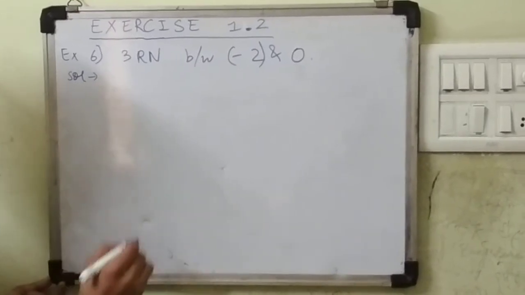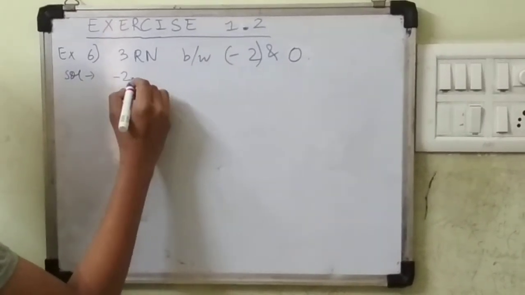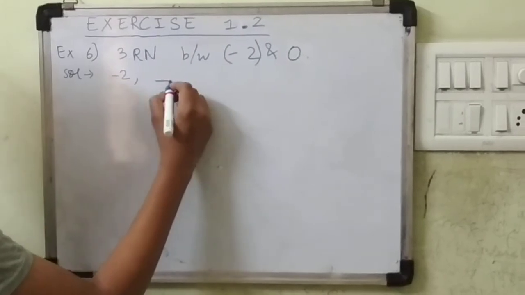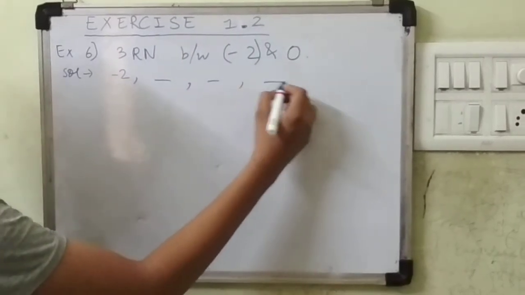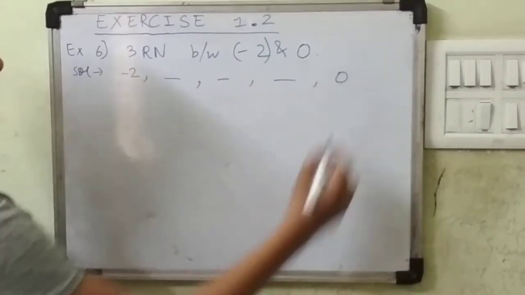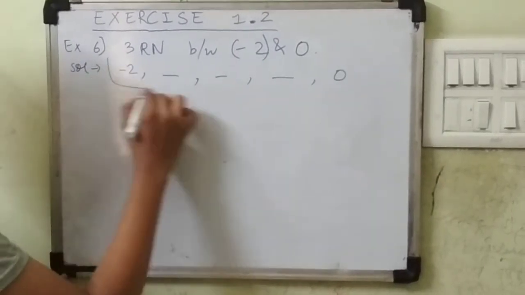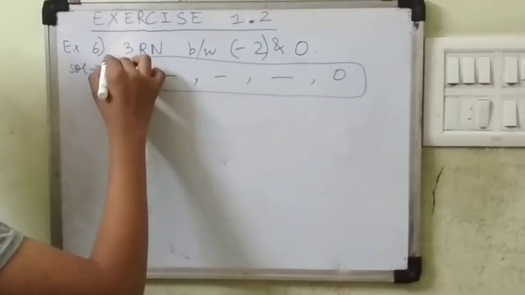For that, you first have to write -2. How many numbers? Three rational numbers, so leave three blanks separated by a comma, and then your final number 0. This will be the answer. So how to find the answer?